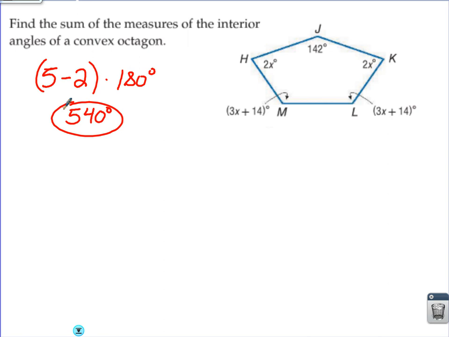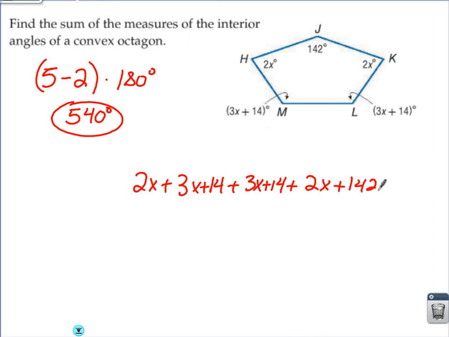So here we go. 2x plus 3x plus 14 plus 3x plus 14 plus 2x plus 142 equals 540. There's your equation. We've been there, done that hundreds of times, right? How many x's? Help me out with this, Colton. How many x's do I have? 1, 2, 3, 4. Is it 10? So 10x. Let's go ahead and save ourselves some time, guys. Combine 14, 14, and 142. Somebody for me.